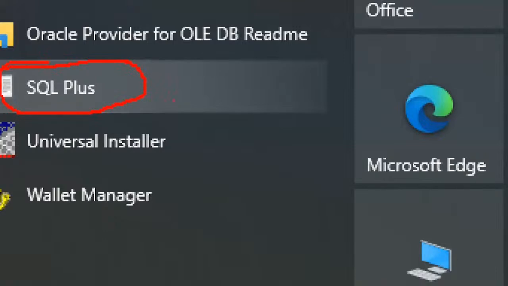That is the server we are interacting with. Those are all things we learn in our course: what is this tool, what is that server, how it will be connected, what is the username, what is the password, like this. SQL*Plus is a tool, a default tool.